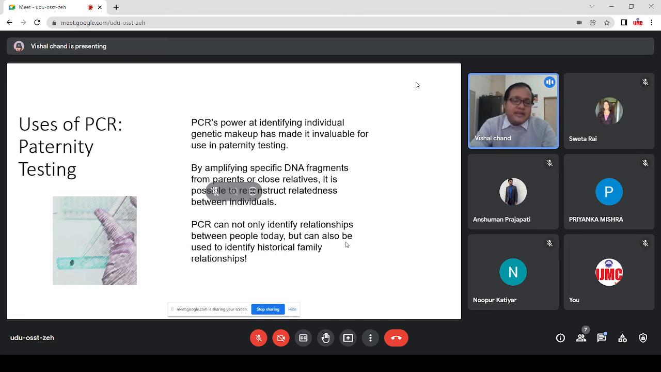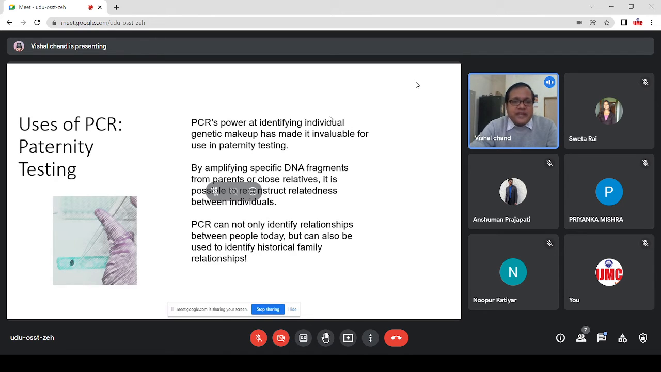Now, another very important area in which PCR helps a lot is paternity testing. PCR's power in identifying individual genetic makeup has made it invaluable for paternity testing. By amplifying specific DNA fragments from parents or close relatives, it is possible to reconstruct relatedness between individuals. PCR can not only identify relationships between people today, but can also be used to identify historical family relationships.